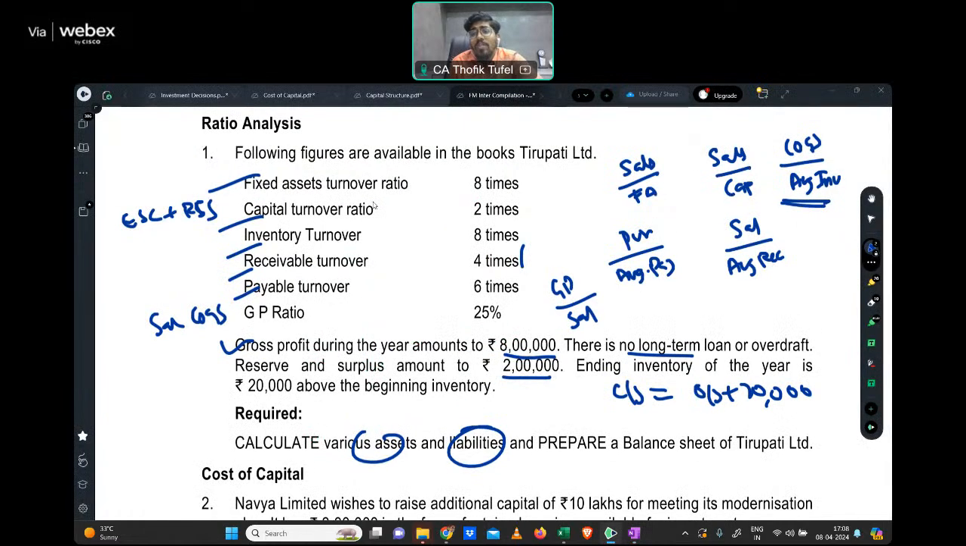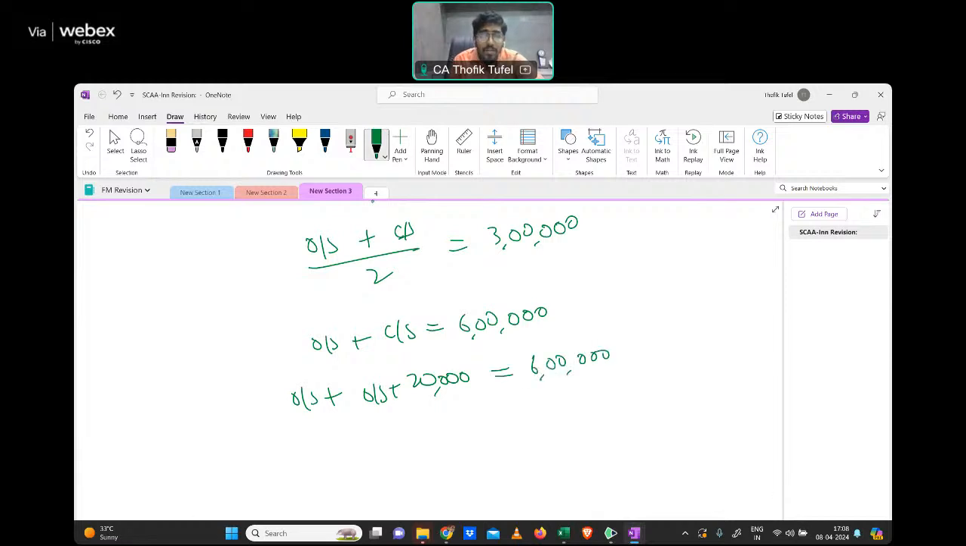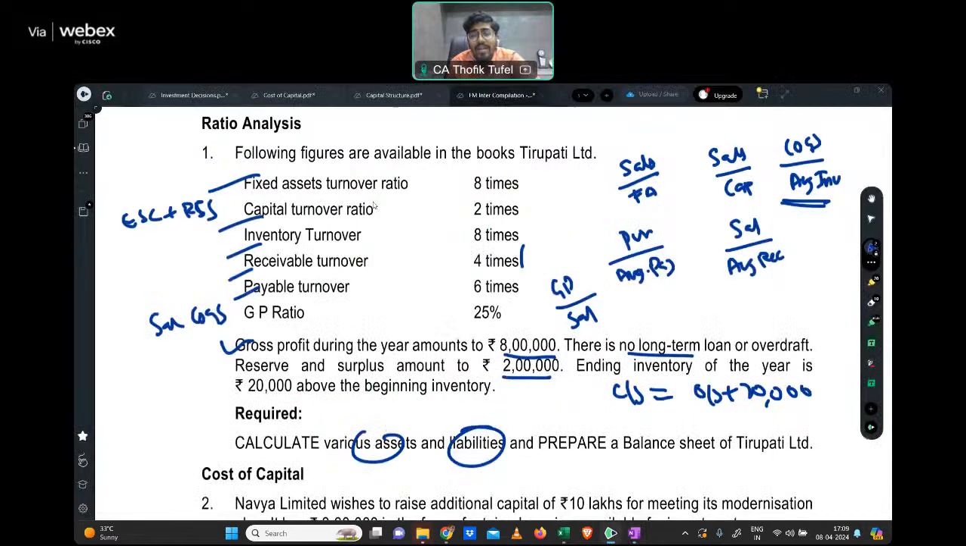Now closing stock is equal to opening stock plus 20,000. So opening stock plus opening stock plus 20,000 is equal to 6 lakh rupees. Therefore 2 into opening stock is equal to 6 lakh minus 20,000, which is 5 lakh 80,000 rupees. So opening stock is 5 lakh 80,000 divided by 2, which is 2 lakh 90,000 rupees. My opening stock is 2 lakh 90,000 rupees.